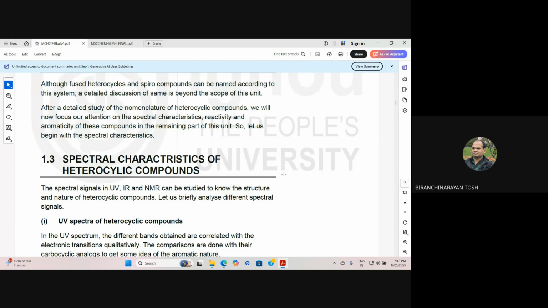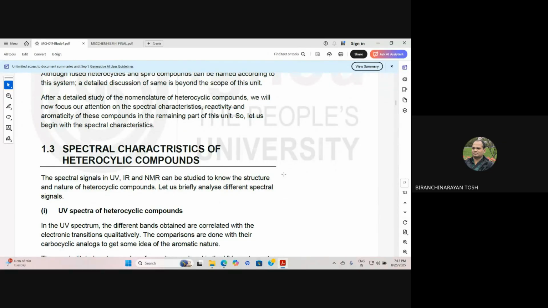So far as the spectroscopy is concerned, when any organic compound is irradiated by UV or visible light, there will be electronic transition. That's why UV visible spectroscopy is also known as electronic spectra, because an electron will transfer from one molecular orbital to another. As you know, there is bonding and anti-bonding molecular orbital, so electronic transition will occur from bonding to anti-bonding molecular orbital.